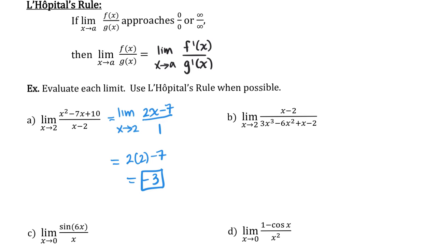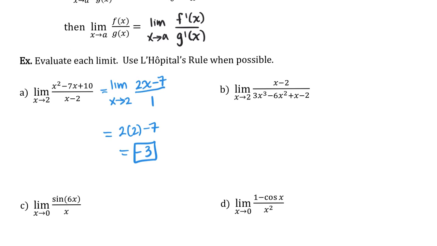Okay, let's go ahead and look at B and see if we can use L'Hopital here. Okay, 2 minus 2 at the top, definitely 0. Okay, what about the bottom? Uh-oh, I don't think I can do that in my head. Okay, 3 times 8 minus 6 times 2 squared minus 4 plus 2 minus 2. That's 24 minus 24, that's 0, plus 2 minus 2, that is 0. So it's 0 over 0.